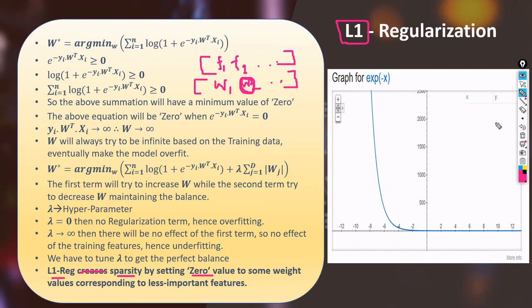Basically, L2 regularization also does something similar. For less important features, the corresponding w value becomes small, but not exactly 0. But L1 regularization does it. It actually creates a sparse vector. Okay, so this is L1 regularization.